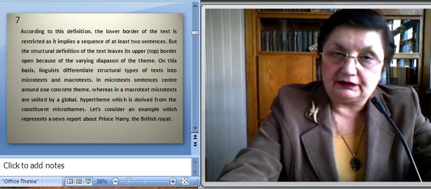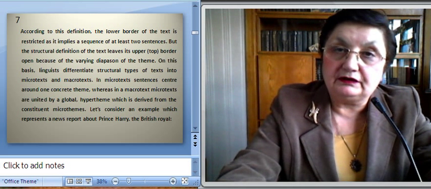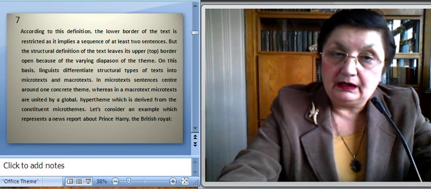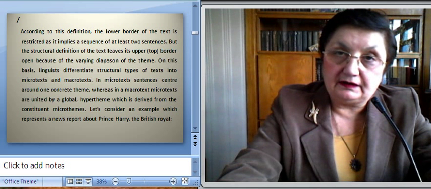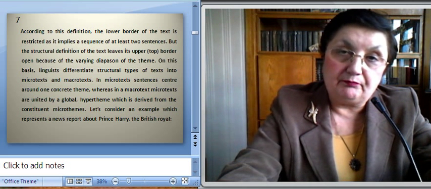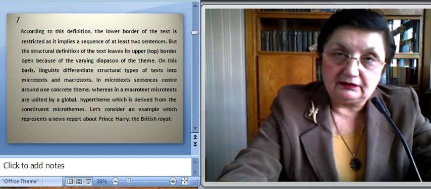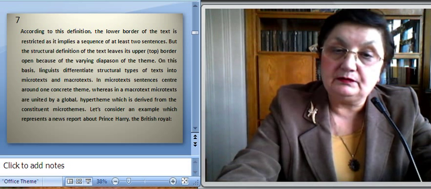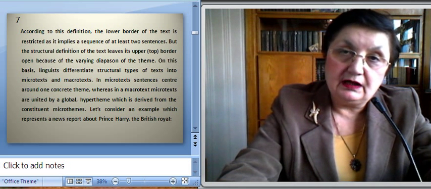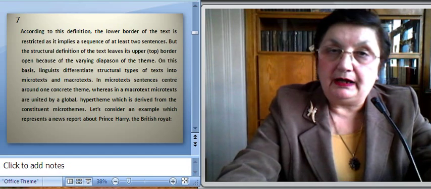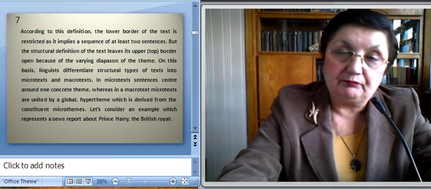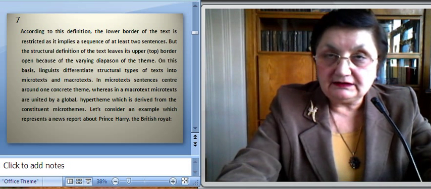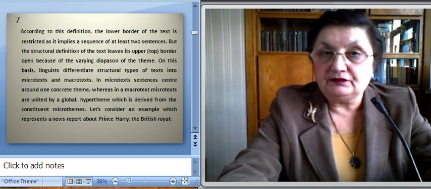of the theme. On this basis, linguists differentiate structural types of text into microtext and macrotext. In microtext, sentences center around one concrete theme, whereas in a macrotext, microtexts are united by a global hypertheme which is derived from the constituent microthemes. Let's consider an example which represents a news report about Prince Harry, the British royal. I'll read this text.